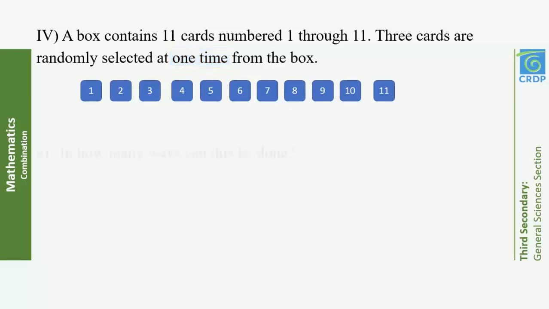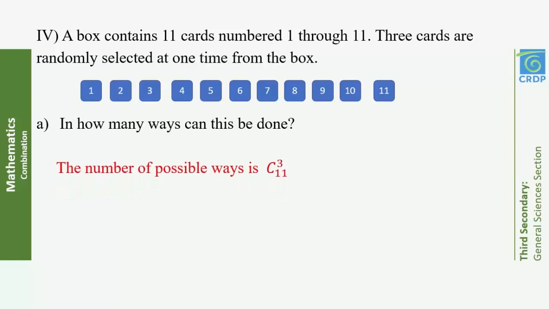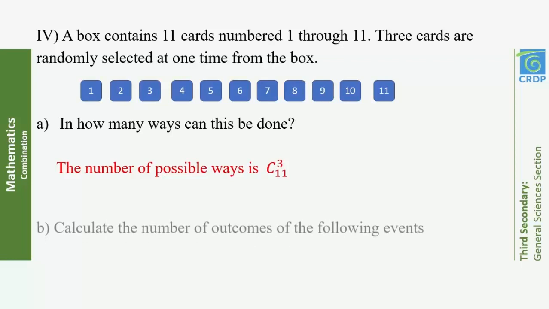It's also a combination. The question is, in how many ways can this be done? So if I'm selecting 3 cards out of these 11 cards, it's a combination of 3 items out of 11. So 11 items taken 3 at a time is a combination. We can use the calculator to find the final answer.